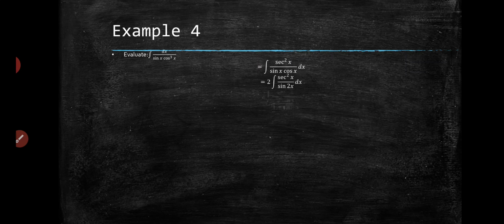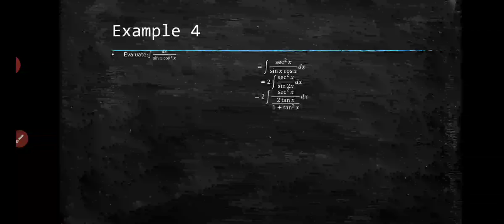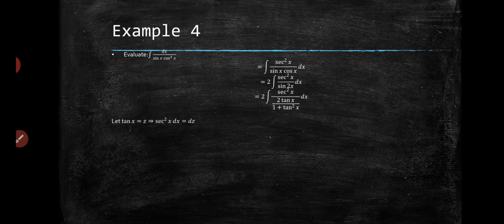Then sin 2x can be written as 2 tan x by 1 plus tan square x. Now that is an identity, if you remember. Then sec square x is as it is in the numerator. Now let us do a small substitution. What is the substitution? Let us consider tan x as z. Then what happens? Sec square x dx becomes dz. So we apply that substitution in the integration. So this is what we have.